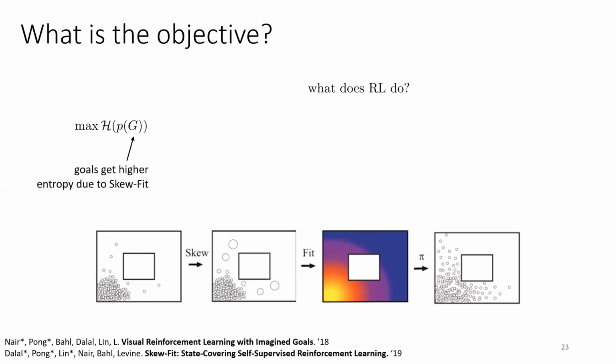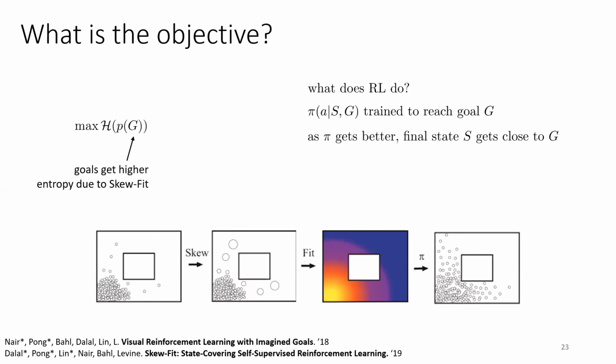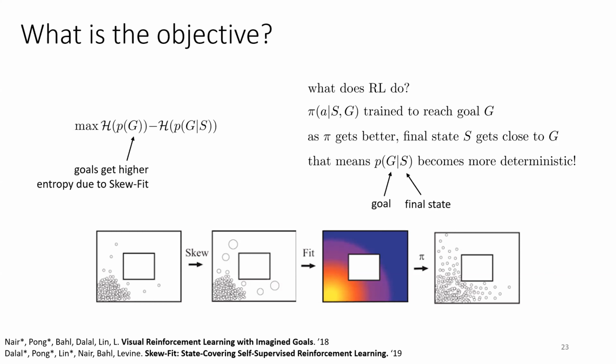But what does RL do? Well, RL trains the policy to reach the goals. So it essentially optimizes the policy so that the last state is going to match the goal. So S is going to match G. As pi gets better, S gets closer to G. So this means that P of G given S becomes more deterministic. As you train your policy, it's easier and easier to predict what the goal was from the state that was reached, by just saying the goal was the state that you reached. So that means that you're minimizing the entropy of G given S. You're making the goal more predictable from the state, because if you reach the goal, you can perfectly predict the goal by just saying it's the state that you reached.